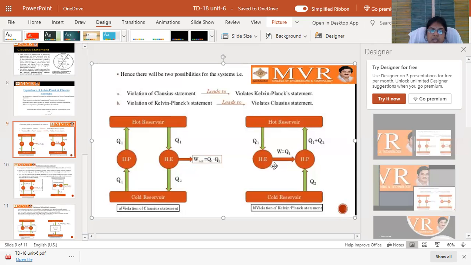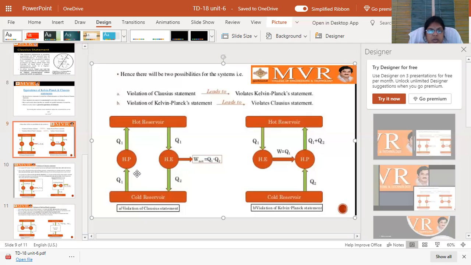A violation of the Kelvin-Planck statement leads to a violation of the Clausius statement. The work is given to the heat pump, which violates the Clausius statement. Right, so that is the meaning of that. So violation of the Clausius statement leads to violation of the Kelvin-Planck statement, and violation of the Kelvin-Planck statement leads to violation of the Clausius statement.